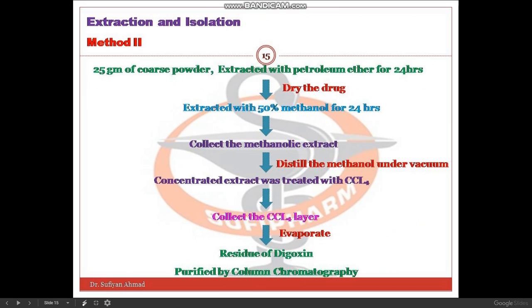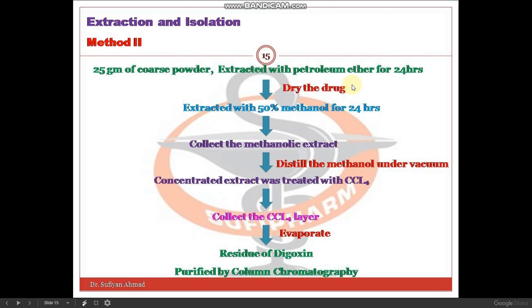Okay. So this is again method number 2. So let's see this method again. This is method 1 that we have completed. This is method number 2. So again we will take powder of the leaf, 25 grams. Suppose over here it is written, and it was extracted with pet ether so as to remove fats.